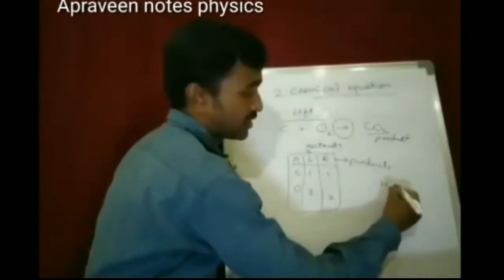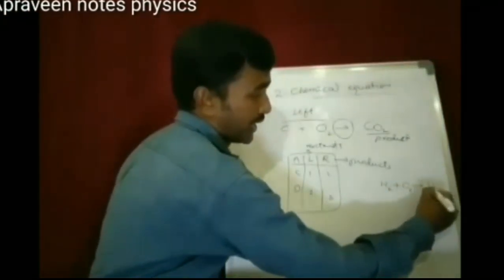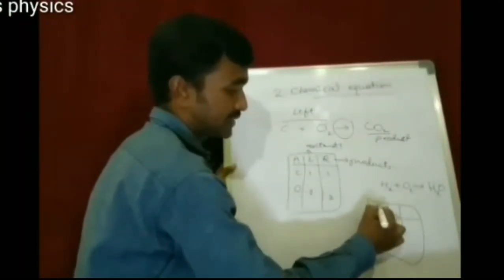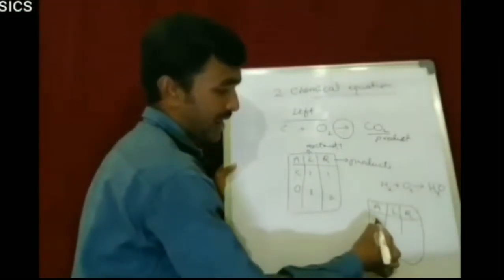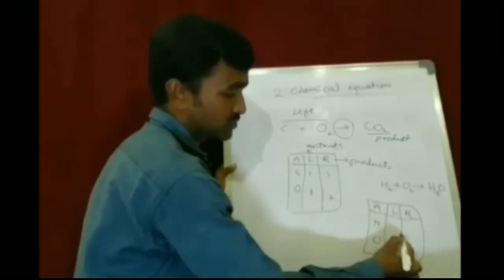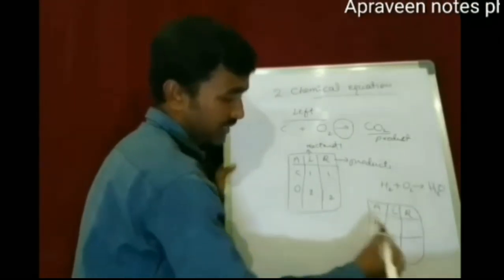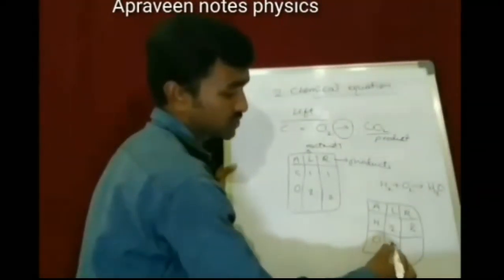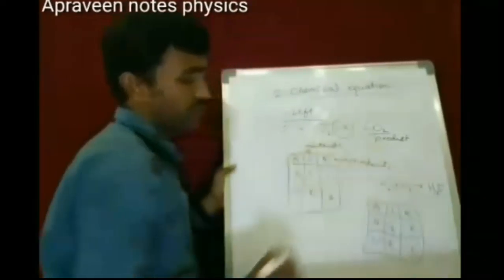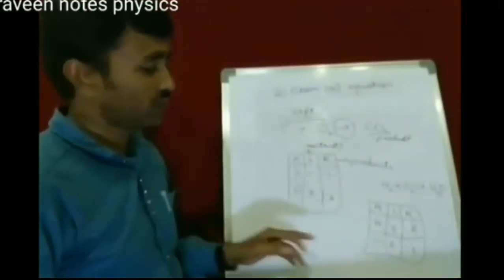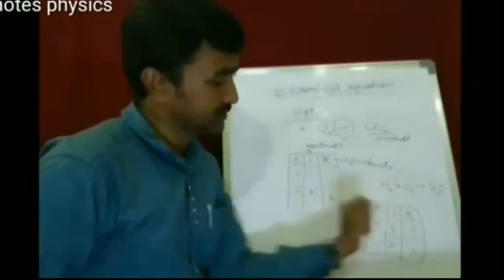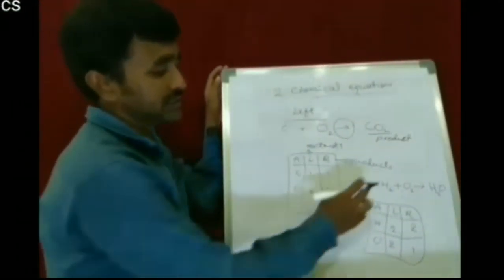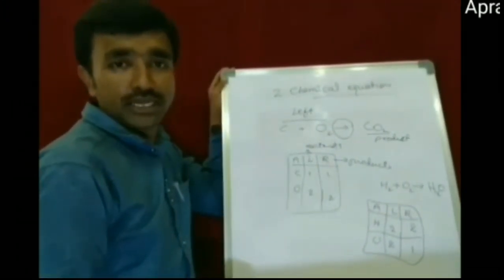Then another example, H2 plus O2 gives H2O. Make a table with 3 columns: atom, LHS and RHS. The atoms are hydrogen and oxygen. The count of hydrogen on the LHS is 2 and on the RHS is 2. The count of oxygen on the LHS is 2 and on the RHS only 1. Observe that the counts of hydrogen atoms on the left and right side are the same, but oxygen is 2 on the left and only one on the right. So this equation is said to be an unbalanced chemical equation.